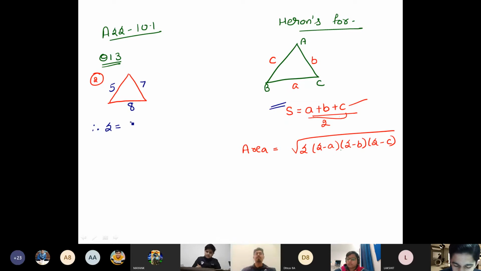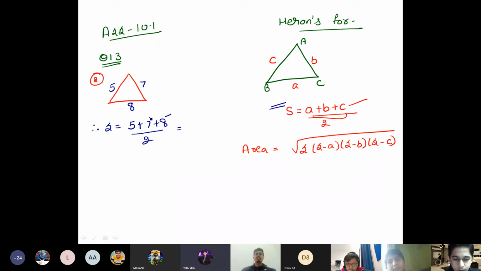S is semi-perimeter. That means the sum of the sides divided by 2: 5 plus 7 plus 8, divided by 2. What will it be? 8 and 7 is 15, 15 and 5 is 20, 20 by 2. It will be 10. So the semi-perimeter is 10 now.